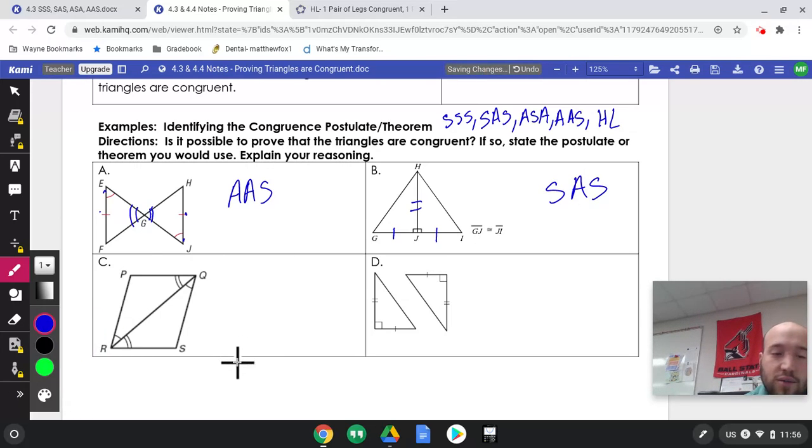Okay, we look at this next one. We have this angle is the same as this one. This angle is the same as this one. That's only two angles, though. We need another piece of information. But from R to Q, I can put a mark because that is the reflexive property. That is the same. And now we have angle, side, angle, or angle, side, angle.